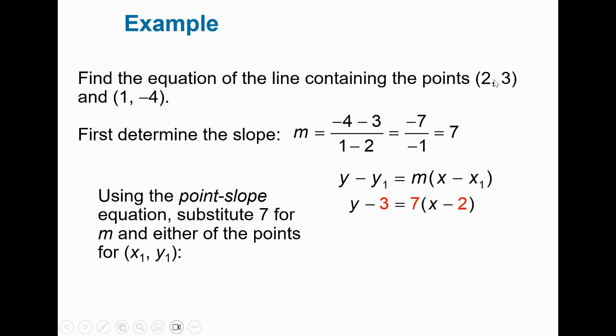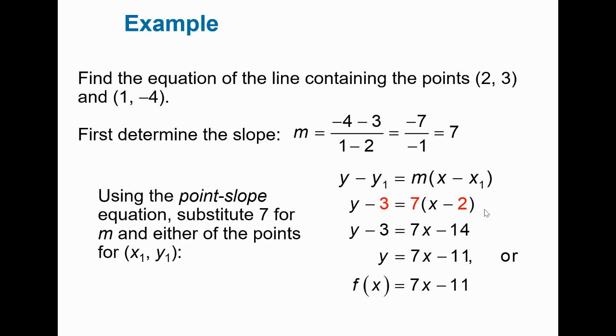So he decided to use the point (2, 3). So in place of y1, he substituted in 3. In place of x1, he substituted in 2. And multiplying, distributing the 7x, 7 times the -2 is minus 14. And he's going to add 3 to both sides and come up with the equation y equals 7x minus 11. Or you could write that as f of x equals 7x minus 11.